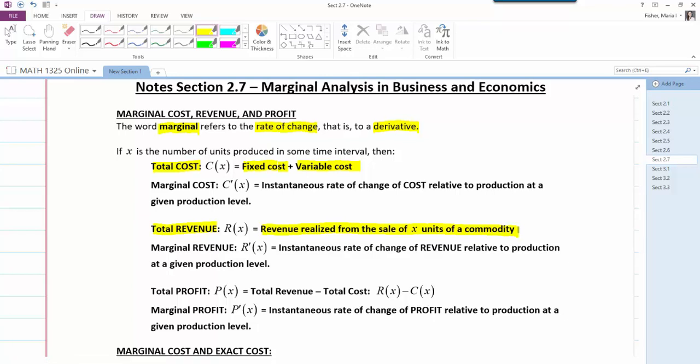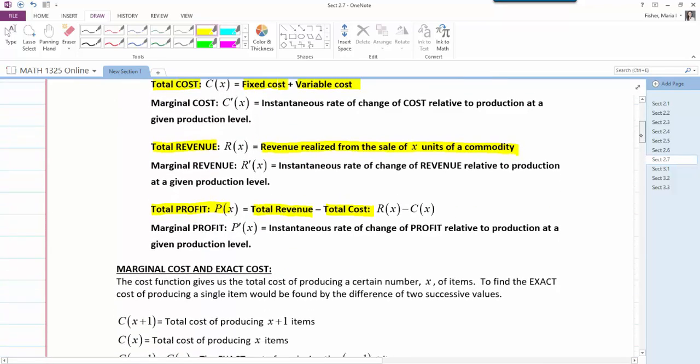Marginal revenue, like I said before, is just the instantaneous rate of change for revenue at a certain production level. Your profit, just in general, is equal to revenue minus cost. So marginal profit is the derivative of the profit function. But profit is revenue minus cost: how much you make minus how much it costs for you to make that.